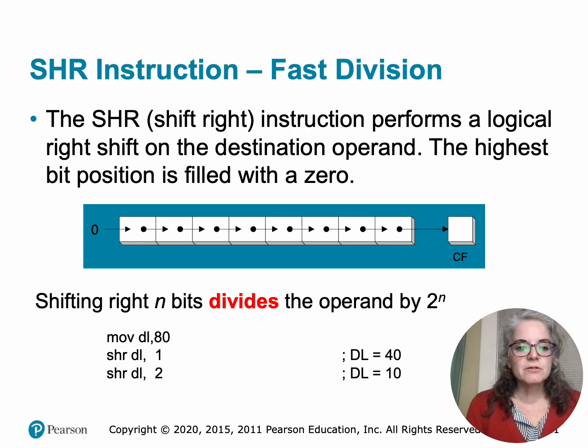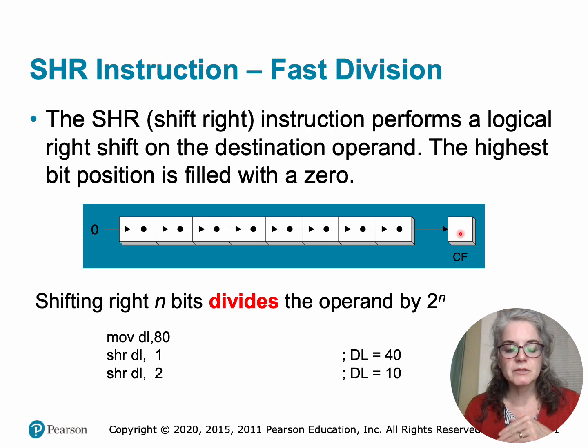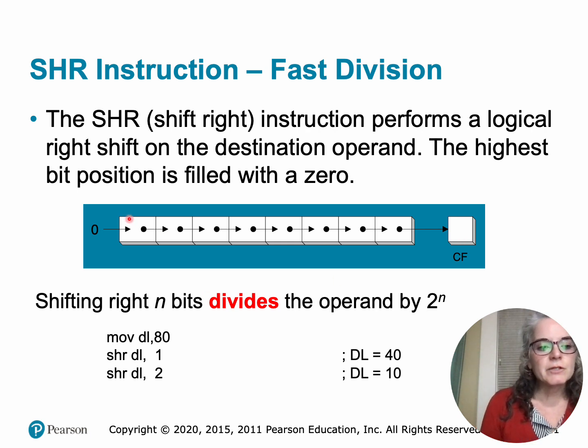Okay, shift right instruction is fast division. So we're going to shift to the right, and the rightmost bit, or the least significant bit, is going to be our carry flag. So if there's a 1 in bit 0, then carry flag will be set to 1. If there's a 0 in bit 0, then there'll be 0 in carry flag. And then we're just going to add a 0 at the end.